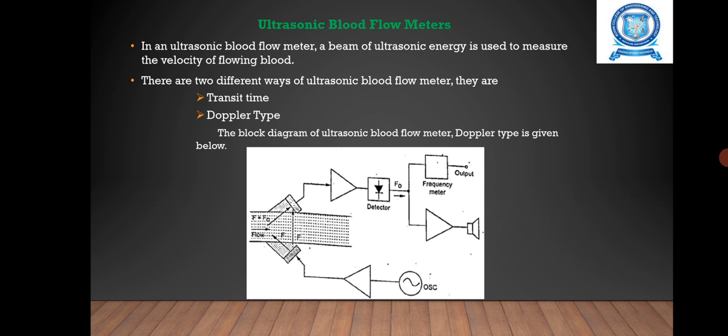The block diagram of the ultrasonic blood flow meter, Doppler type, is given below. An oscillator operating at a frequency of several megahertz excites a piezoelectric transducer. A small part of the transmitted energy is scattered back and received by a second transducer arranged opposite the first transducer. A fraction of the transmitted ultrasonic energy will reach the second transducer directly with the frequency unchanged. Then the blood flow can be obtained with the help of a frequency meter.